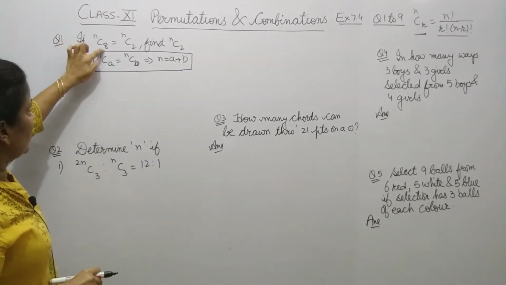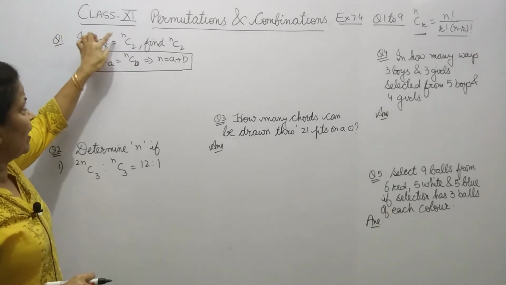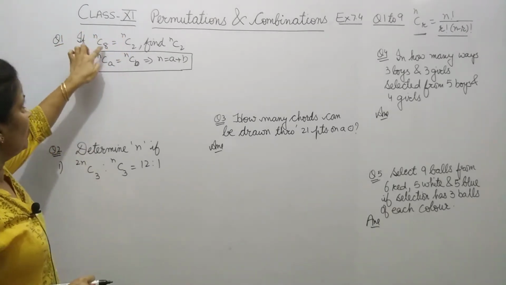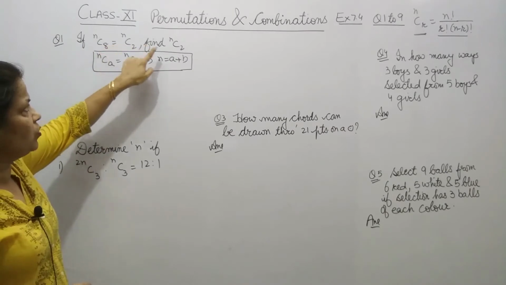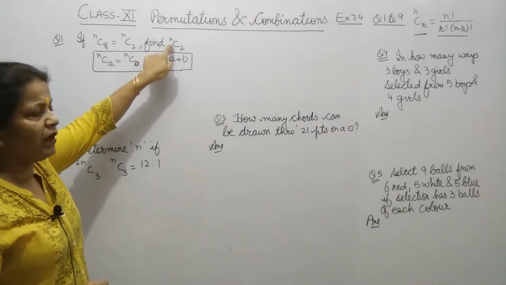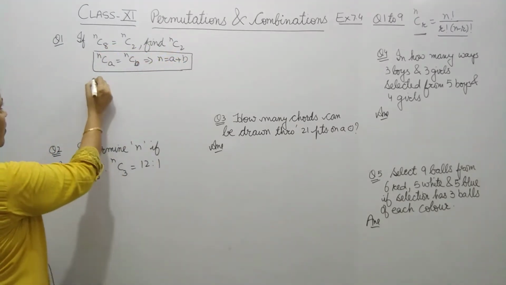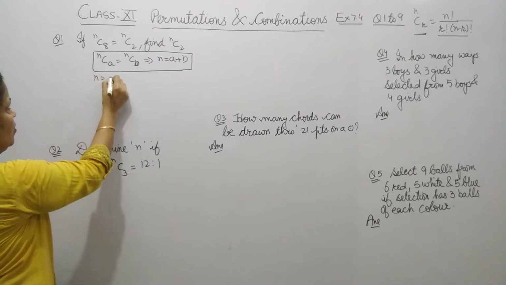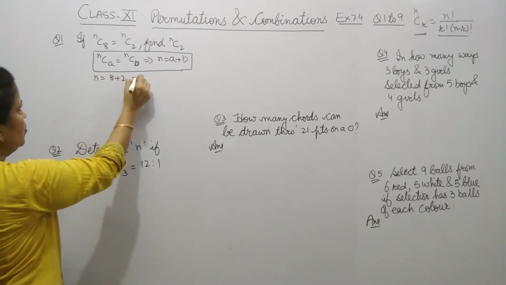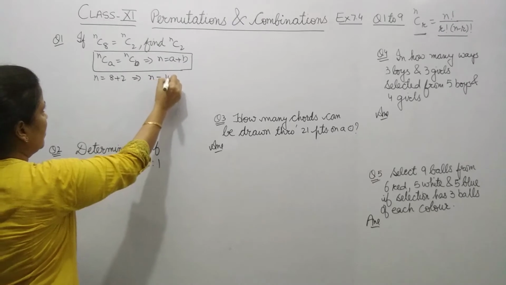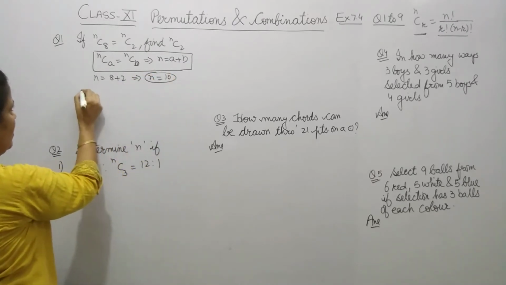Look here, nC8, nC2. This n is the same. So n will be equal to 8 plus 2. Now the question is you have to find nC2. So first we will find out n. According to the identity, 8 plus 2, so n equal 10. You will get n equal 10.